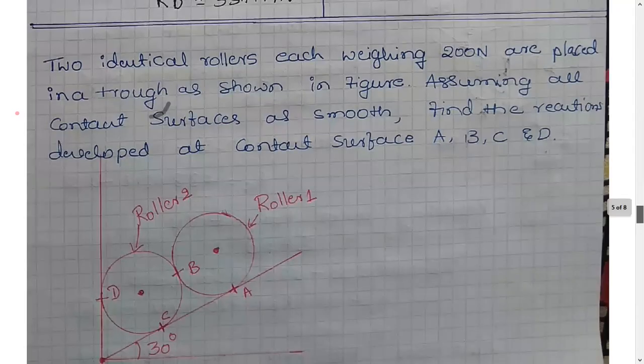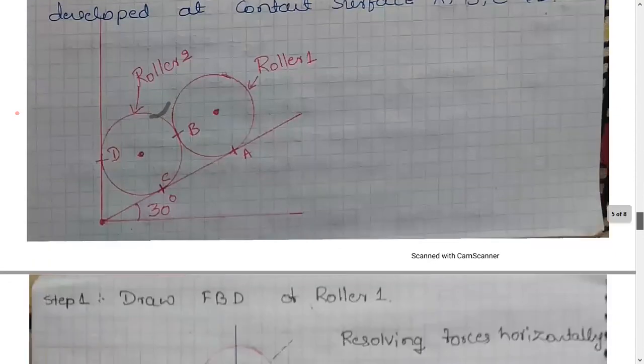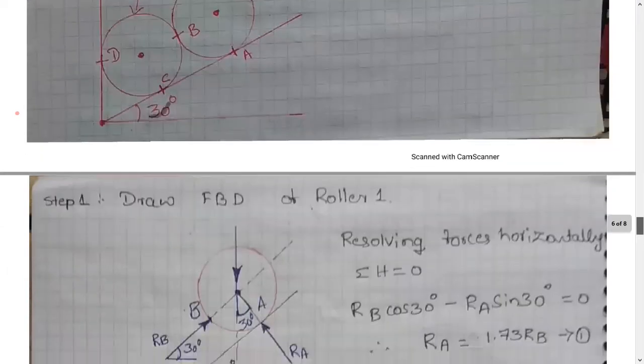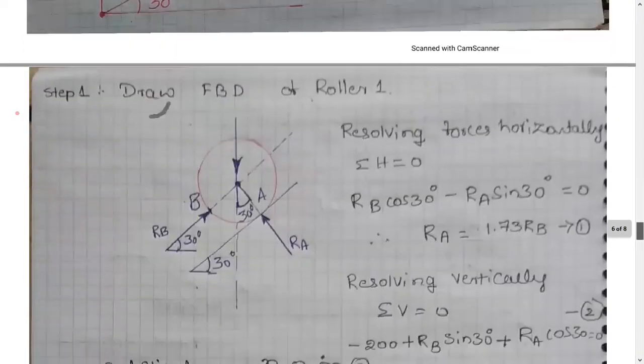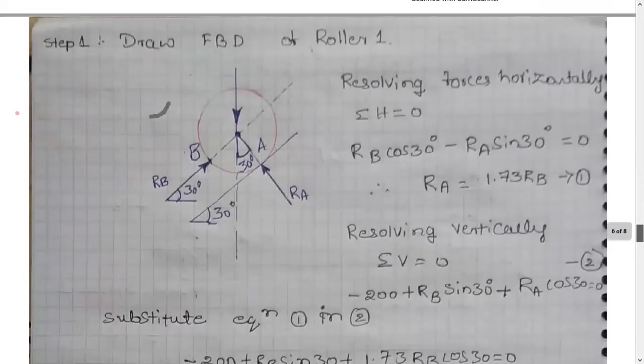Assume all the contact surfaces are smooth, determine the reaction developed at the contact surfaces A, B, C and D. Here you see the problem they are given. There are two rollers resting on an inclined plane, which is inclined at an angle of 30 degrees. What I have to do is draw the free body diagram for the particular sphere.